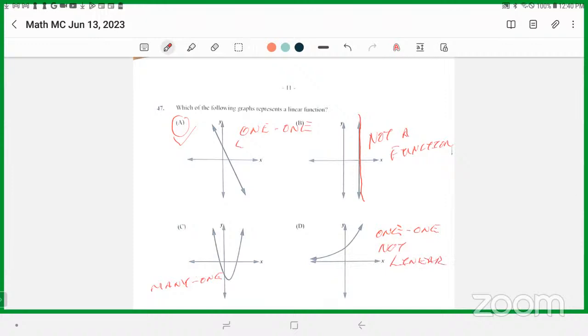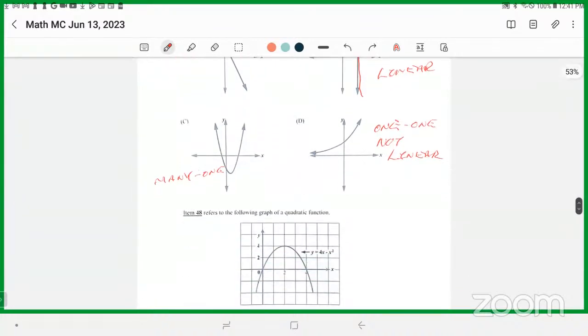This one is linear, because it's a line. This one is a line, but it's not a function, because vertical lines are not functions. Right? All right, so that is it. So that's why A is the answer. It's a linear function and it's one-to-one.